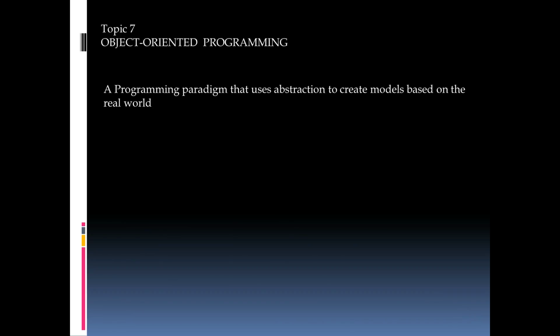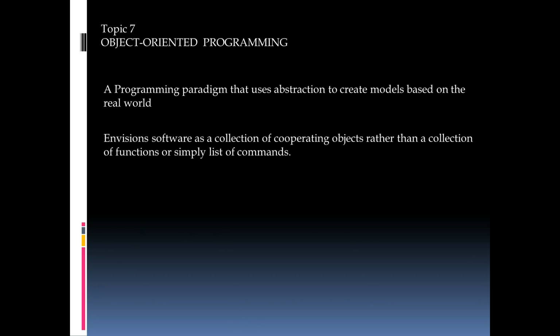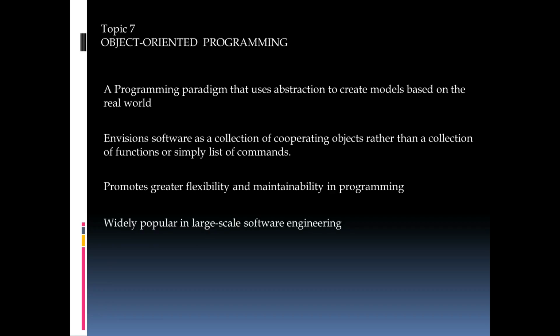Let's go to the next topic, which is object-oriented programming, a programming paradigm that uses abstraction to create models based on the real world. And it envisions software as a collection of cooperating objects rather than a collection of functions or simply lists of commands. One of the advantages of using object-oriented programming, or OOP, is that it promotes greater flexibility and maintainability in programming. And this is widely popular in large-scale software engineering.